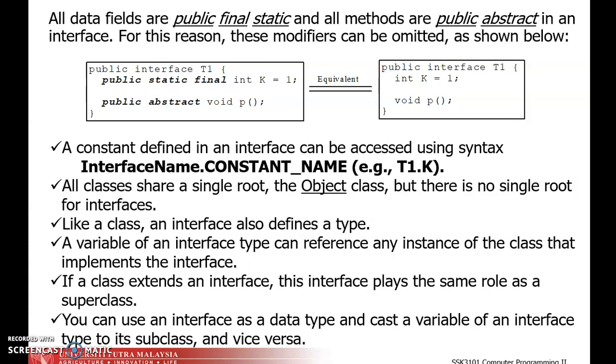All classes share a single root, which is the Object class, but there is no single root for interfaces. A variable of an interface type can reference any instance of the class that implements the interface. If a class implements an interface, then this interface will act just like a superclass. And finally, you can use an interface as the data type and cast a variable of an interface type to its subclass and vice versa.